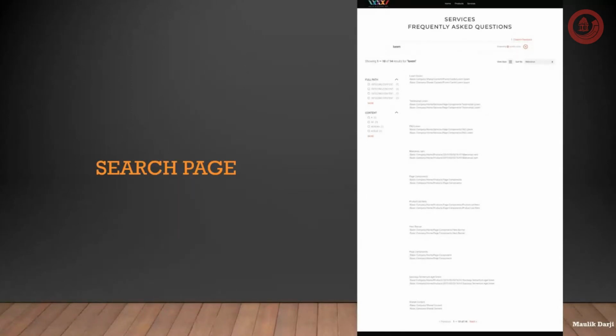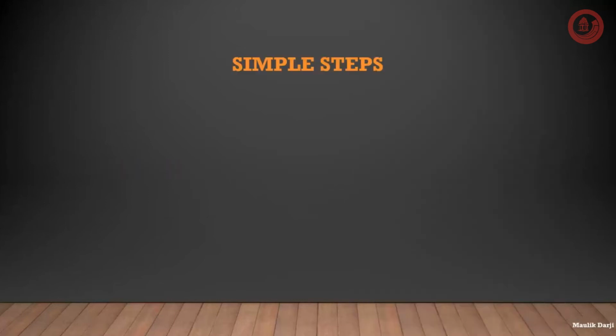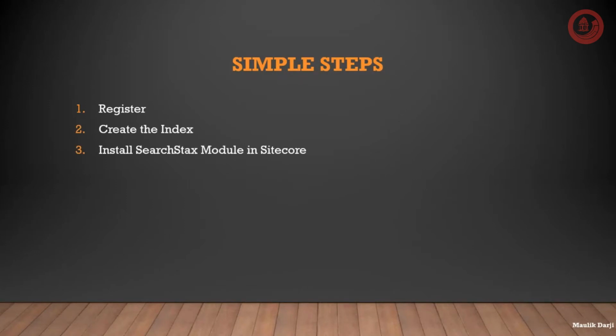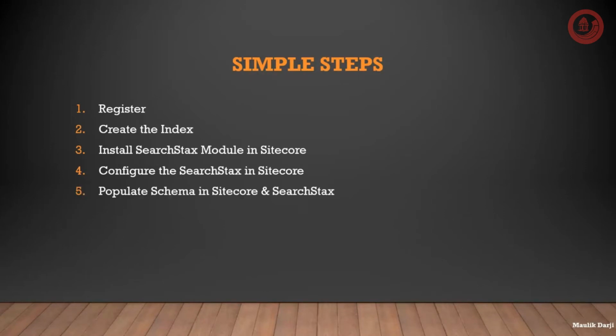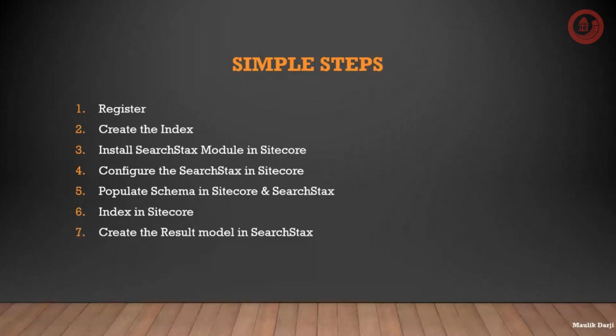There are a number of options. I have shared the same thing on my blog. Searchstax has also provided this information on their blog and in documentation. It is much easier to set up, with very simple steps. Create the index, install the Searchstax module, configure it in Sitecore, populate the schema in Sitecore first, then Searchstax index in Sitecore, and then create the result model in Searchstax.